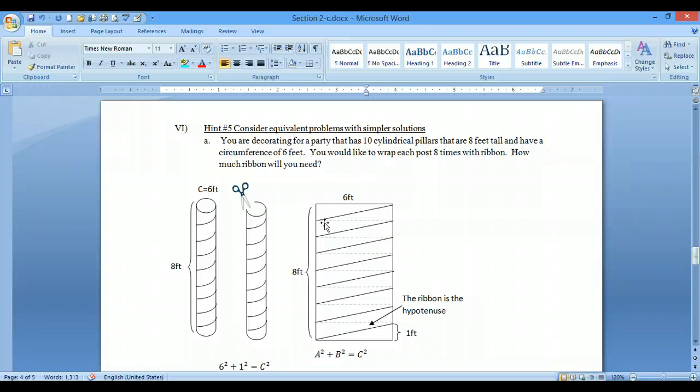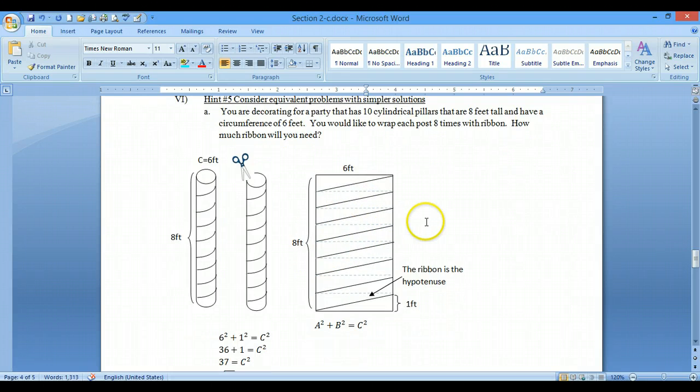Now, how do we find the length of a hypotenuse? A squared plus b squared equals c squared. And I can find the length of one by using the Pythagorean theorem. And then all I have to do is multiply it by, how many times are we wrapping around? 8 times. So here we go.